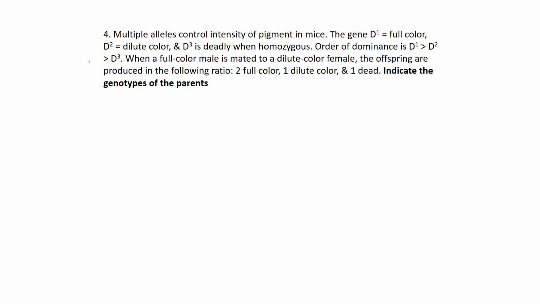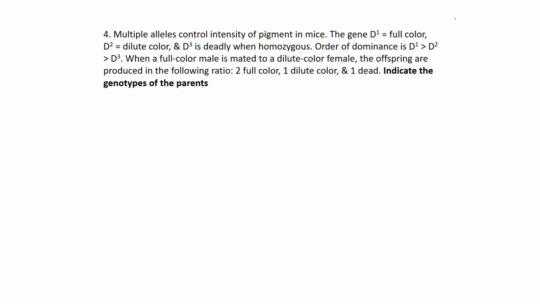Okay, multiple alleles again here. Multiple alleles control intensity of pigment in mice. The gene D1 is full color, D2 is dilute color, so a little bit lighter, and D3 is deadly when homozygous. Okay? And in order of dominance, D1 is dominant over D2, which is dominant over D3. That's kind of a given because of the numbering system.